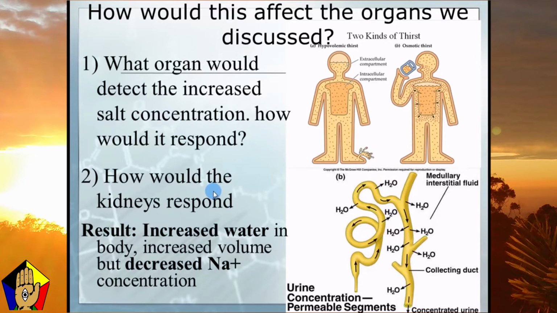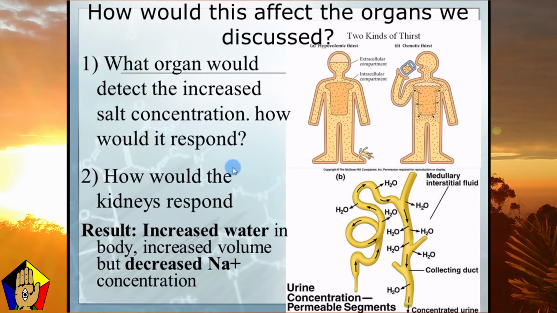So what would happen to your urine? Would you be making lots of it? No, you wouldn't. You wouldn't be making very much urine. What would you know about the urine, though? It's going to be very concentrated. It'll be a darker color, which is a sign that you're dehydrated.